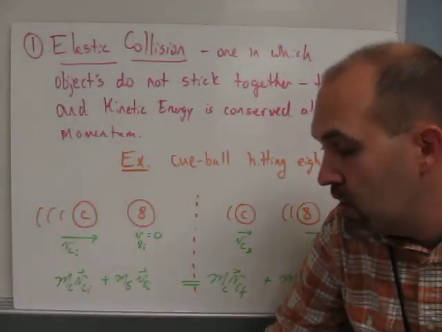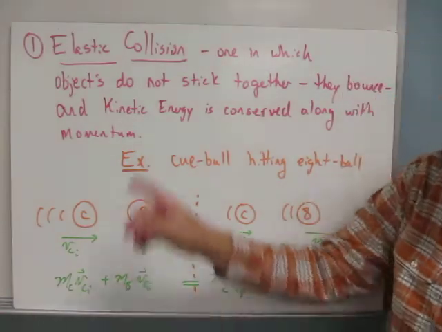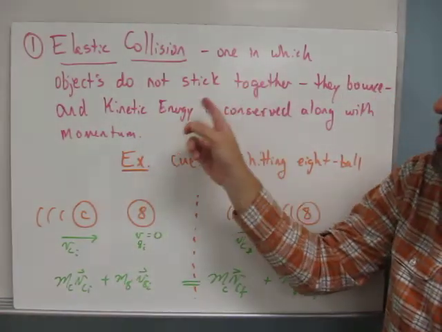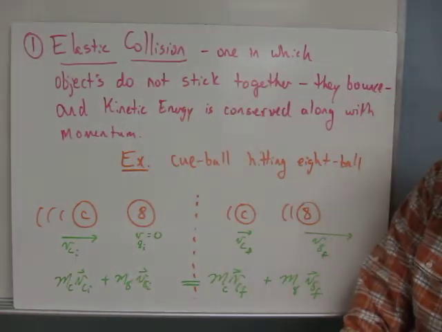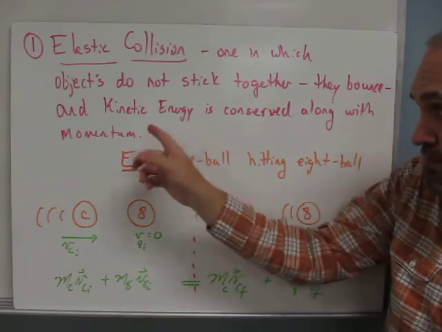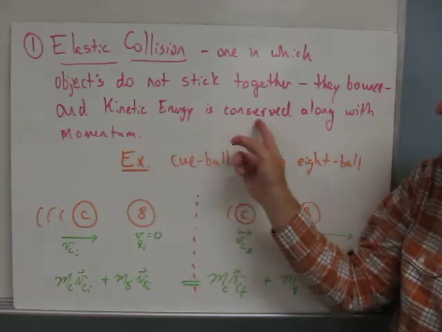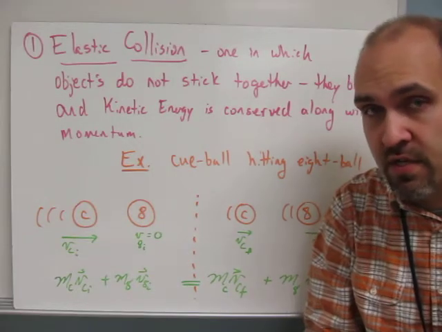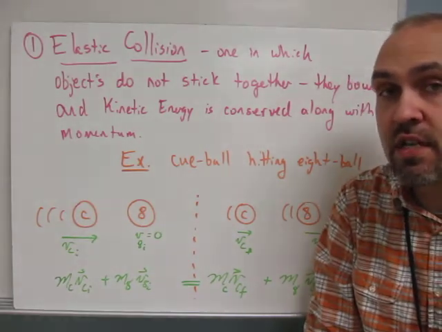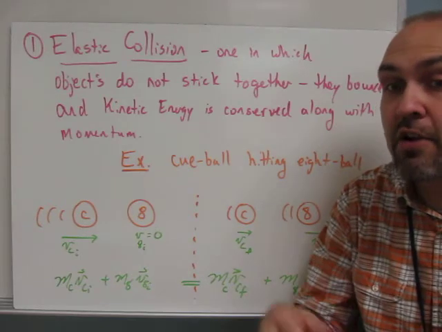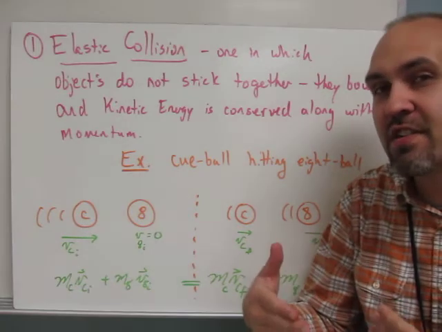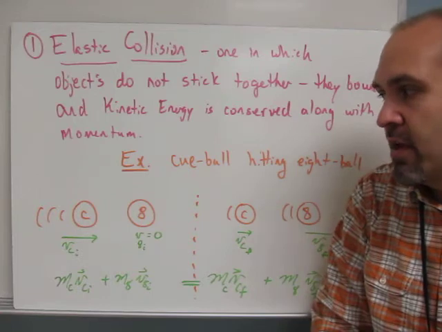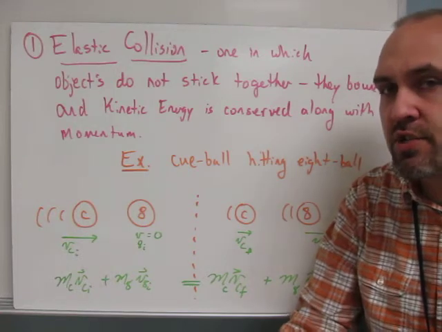The first type is what we call an elastic collision. An elastic collision is one in which objects do not stick together. They bounce off, and technically kinetic energy is conserved along with momentum. Now energy is always conserved, but in an elastic collision, in addition to momentum and energy in general being conserved, the kinetic energy before and after is the same. And that takes a pretty special kind of collision.